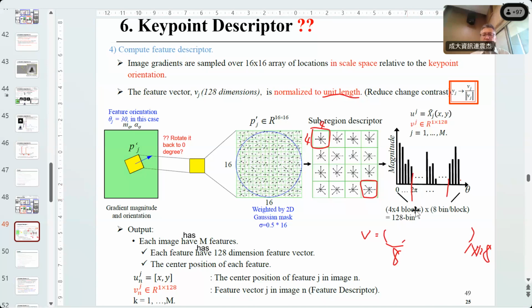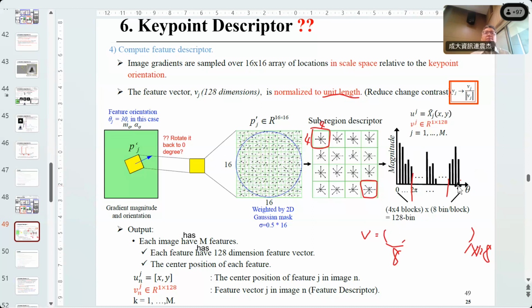So the descriptor is a 128 bins. It's the descriptor. 这128个 bin，就128个 dimension. And each bin has the accumulation of their magnitude, 大小. So this will be their descriptor.